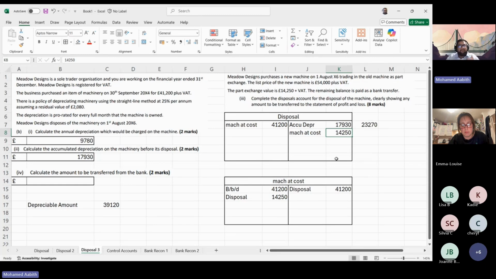So that means we have made a loss on disposal. What is the loss on disposal now? The loss on disposal, the statement of profit and loss figure, is going to be equal to that minus that. So £9,020, I have made a loss on disposal. That money I have lost because the value of my machinery is not what we expected to get.